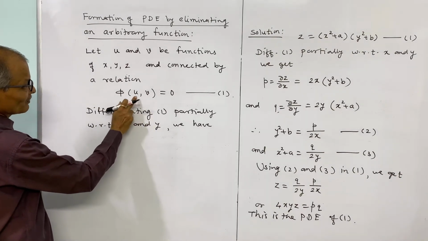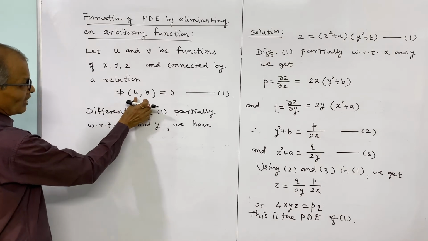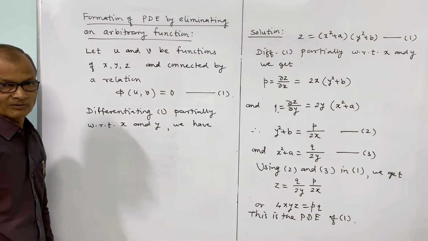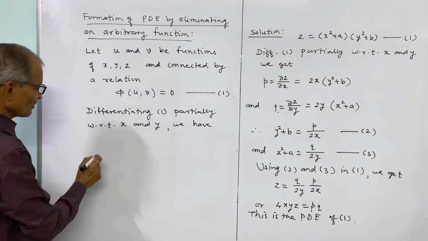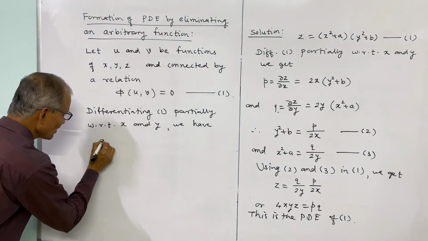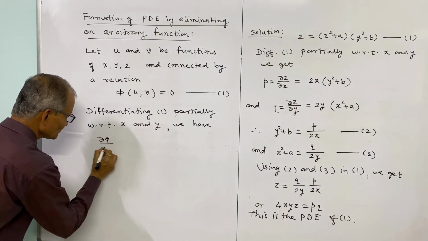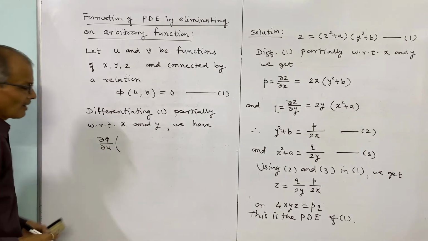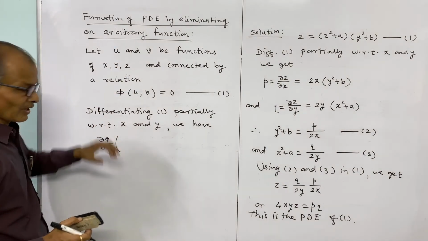So phi is to be differentiated first with respect to u, and then u is to be differentiated with respect to x. So therefore by chain rule this will be ∂φ/∂u into bracket the derivative of u with respect to x.